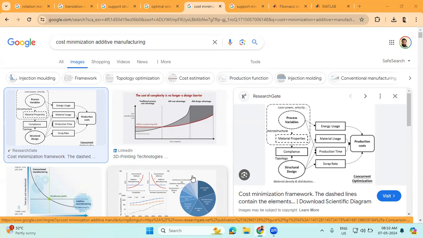Then material cost. As I already mentioned, there are two types of materials we are using. One is the main material and the other is the support material. So we have to add these two costs. The main material cost plus the support material cost will give you the material cost.